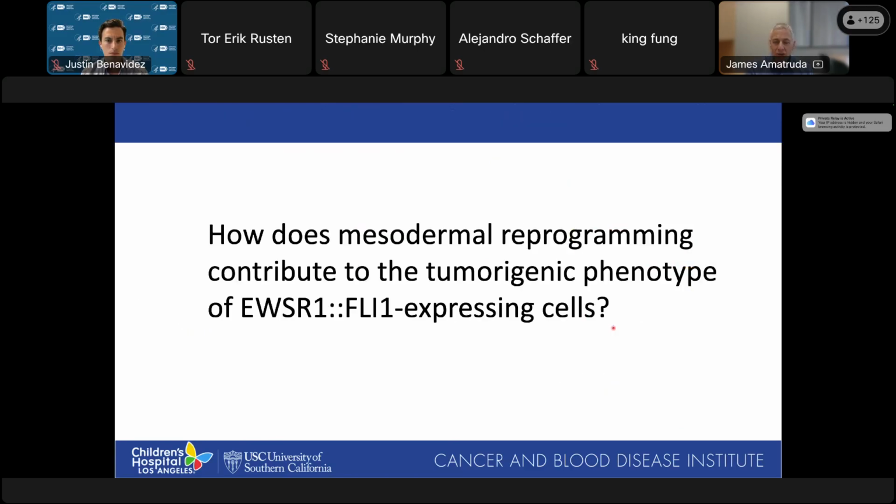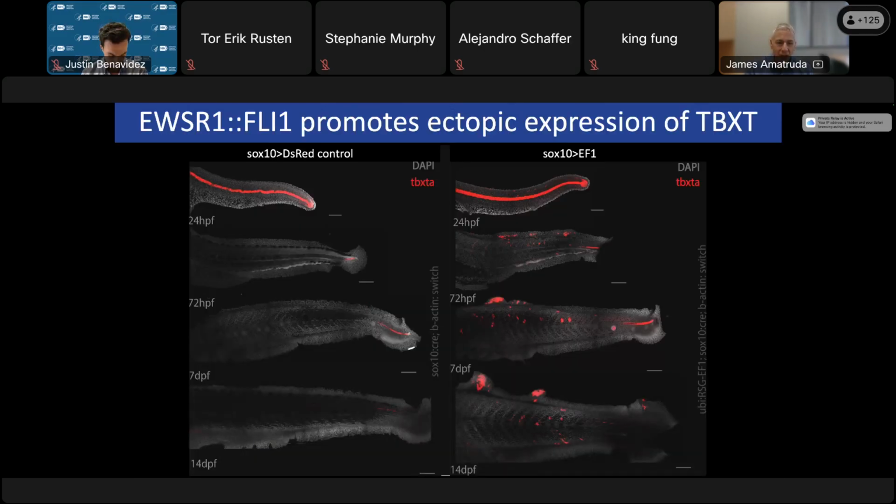We wanted to know how this worked. So again, in work I don't have time to show today, we did a lot of motif analysis to show that the fusion co-opts developmentally open mesodermal enhancers at family binding sites to really rewire the transcriptome. And showing here that this mesodermal feature of the tumors continues. So this is in situ hybridization for TBXTA, showing that as the tumors develop, they maintain that mesodermal structure.